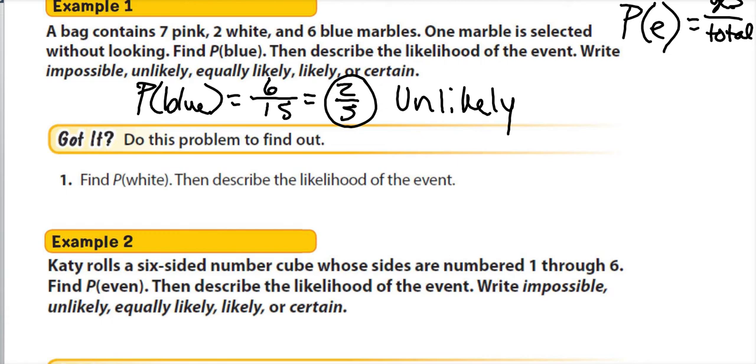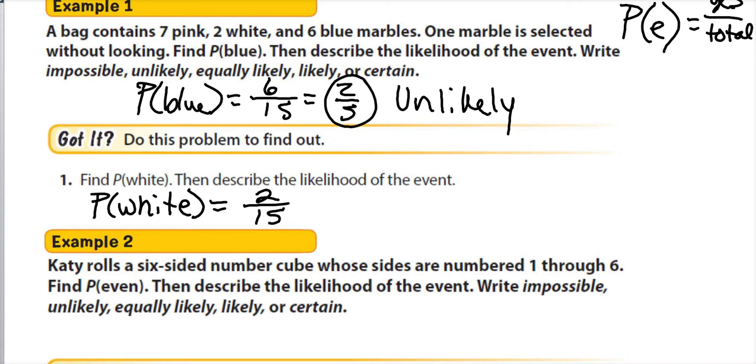And let's take a look. So this time we're going to find the probability of white. So the probability of white. Okay, how many ways can I draw a white one? There's only 2 in the bag. Out of the total ways, there was 15 total. 2/15 does not reduce, so that is the final answer.